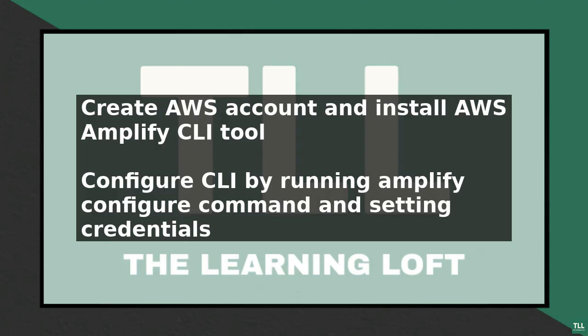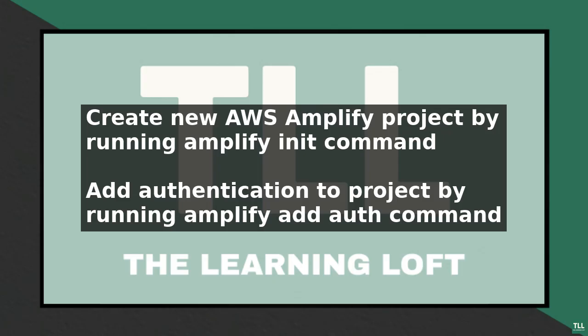credentials. Next, create a new AWS Amplify project by running the Amplify init command. This will set up a new directory for your project and create the basic file structure. Then, navigate into your project directory and run the Amplify add auth command to add authentication to your project. Choose the default configuration when prompted to set up the authentication service.